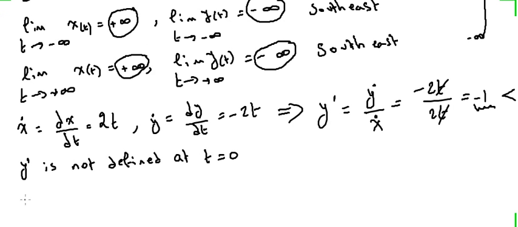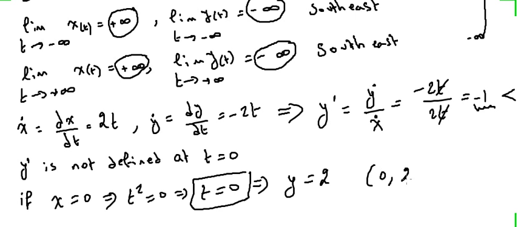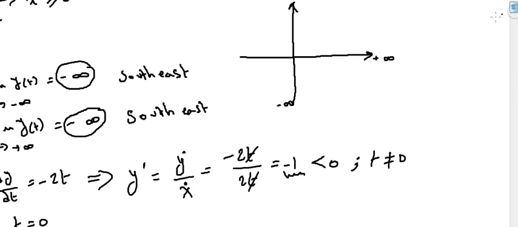First, let me find the points of intersection. Let me start with x. When x equals 0, x is equal to t squared, so t squared equals 0, and t is equal to 0. If we substitute t equals 0 in y equals 2 minus t squared, y is equal to 2. So for t equals 0, we have the point with abscissa 0 and ordinate 2. Let me go to the graph: this 2 ordinate is for t equal 0.